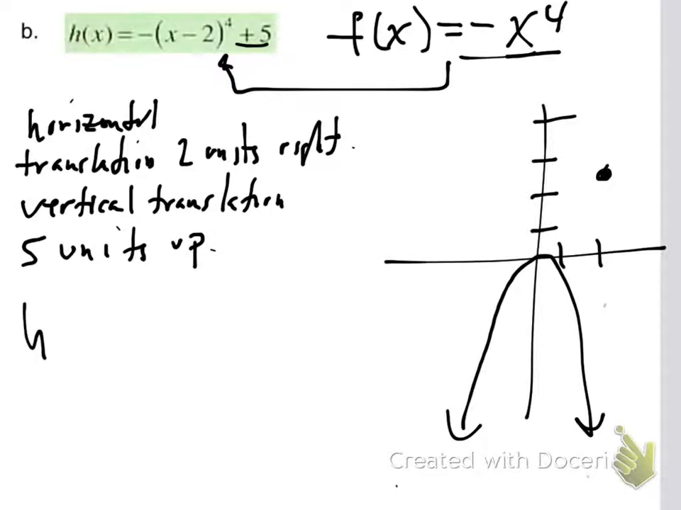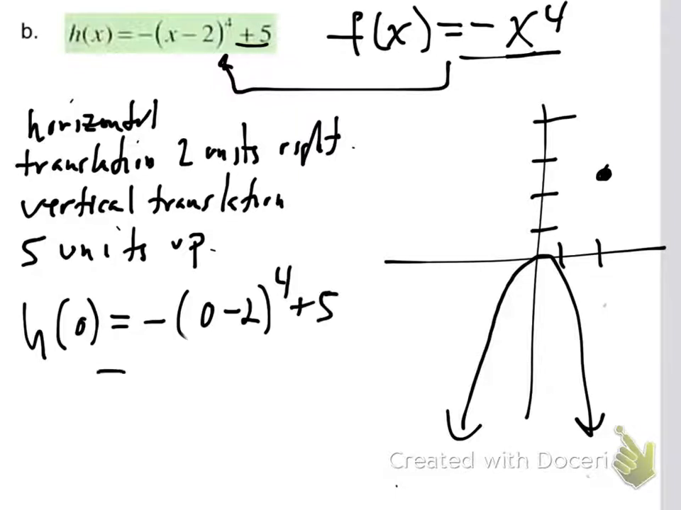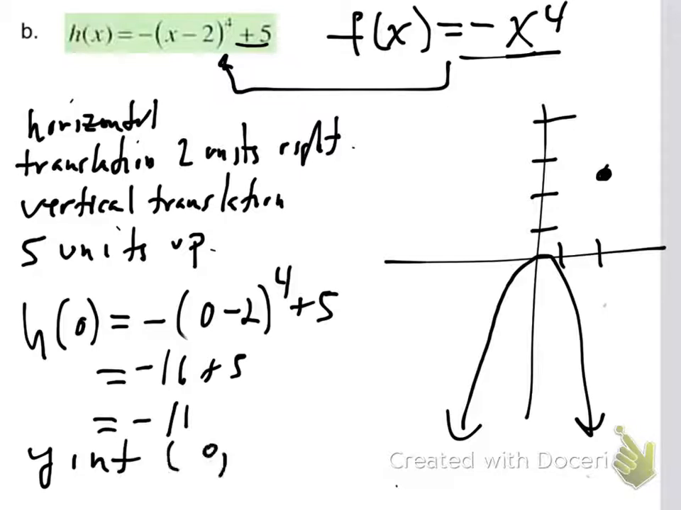So let's do h of 0 equaling negative x minus 2 to the 4th plus 5, let's plug that stuff in. So negative 0 minus 2 is negative 2. Negative 2 raised to the 4th is 16 times negative 1, so I have negative 16 plus 5. So I get negative 11. So my y-intercept is 0, negative 11.